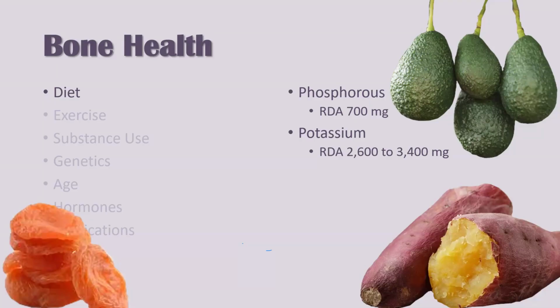And potassium is seen as kind of a protective element. It can offset calcium loss by acting as a buffer against metabolic acids that would break down bone. The average adult needs approximately 2,600 milligrams to 3,400 milligrams per day. And some potassium-rich foods include bananas, apricots, potatoes, avocados, beans, and leafy greens.